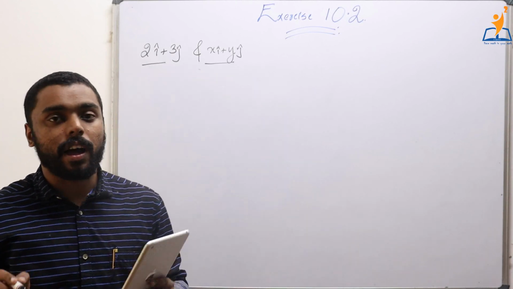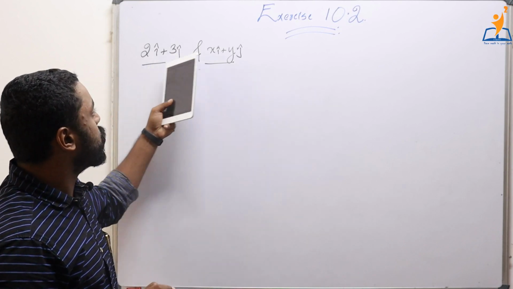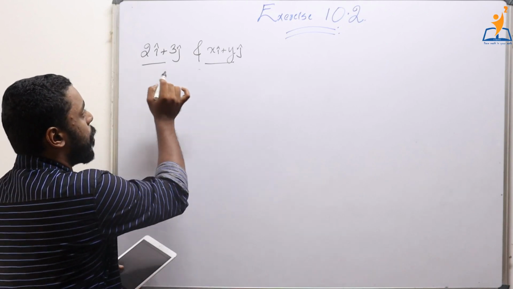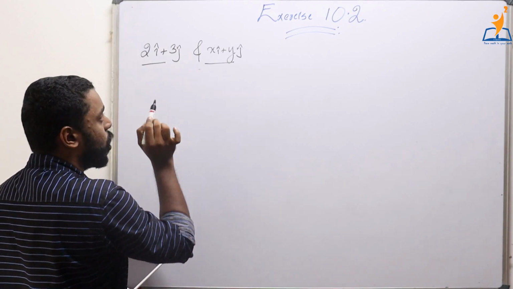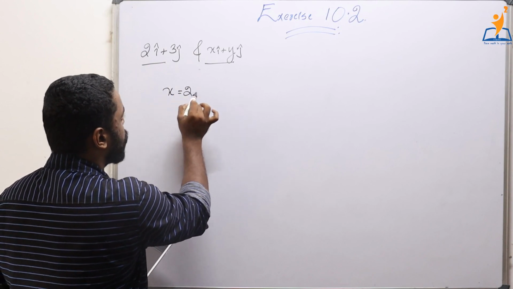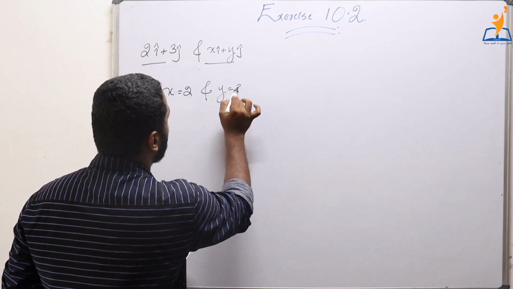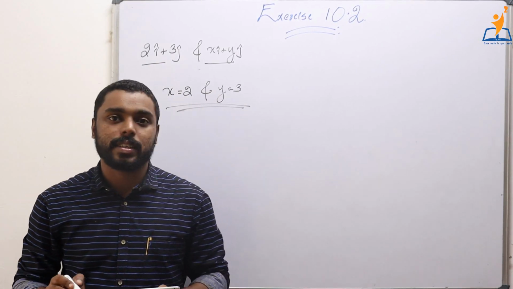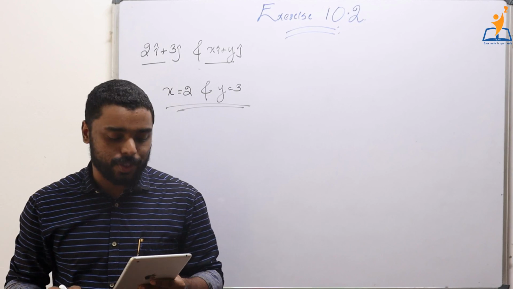So we have to find the values of x and y so that this vector is equal to this vector. It is very simple. We can equate the components. We know that two vectors are equal if and only if the respective components are equal. That is, x is equal to 2 and y is equal to 3. So this is the value of x and y so that these two vectors are equal. Let's move to the next question.